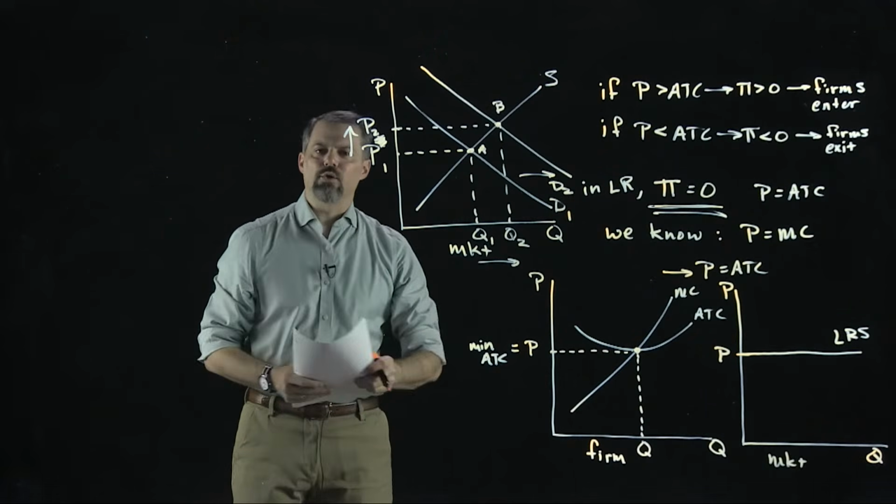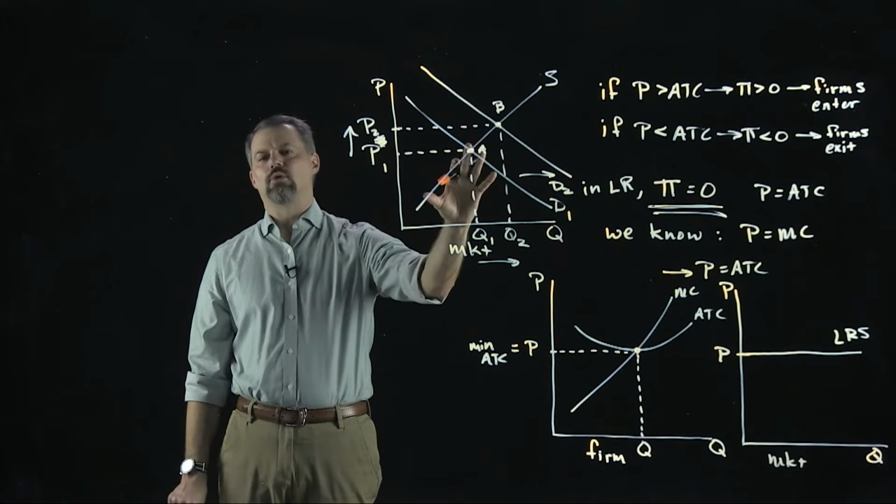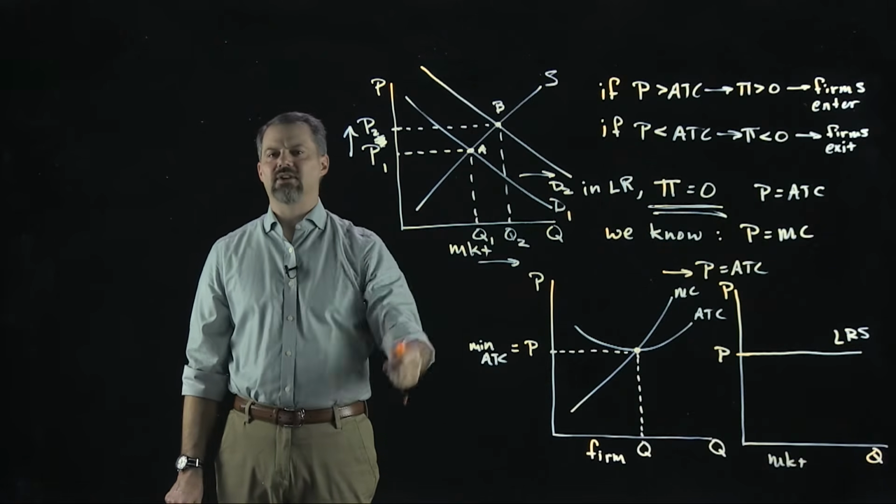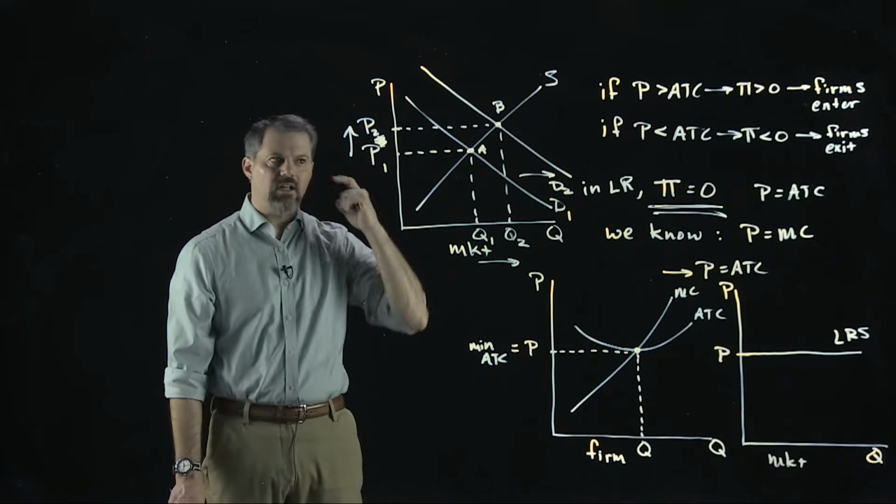This is a short run picture. This shows us that in the short run, an increase in demand is going to drive price up and it's going to drive quantity up.